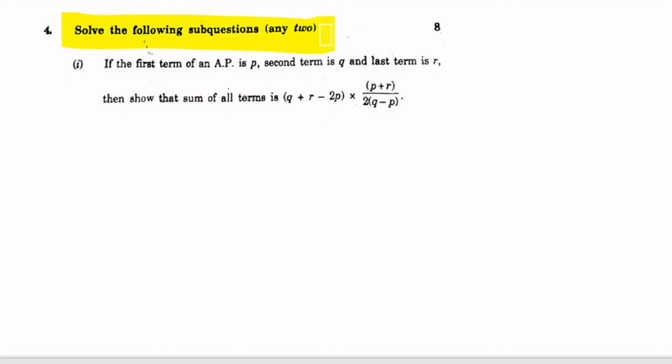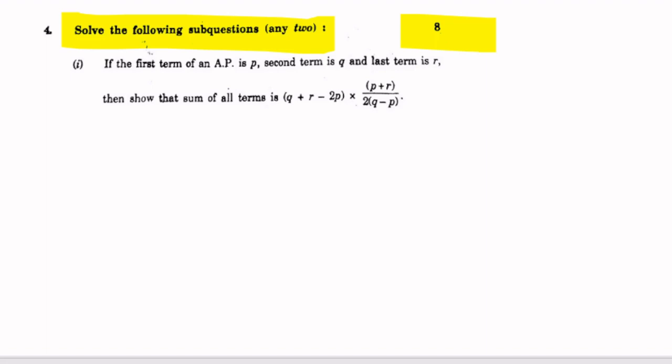Solve the following sub questions, any two. Now, any two, 4 marks. It means each question is of 4 marks. It has high weightage, so when it is high weightage, you have to be careful. Okay, let's solve this question.